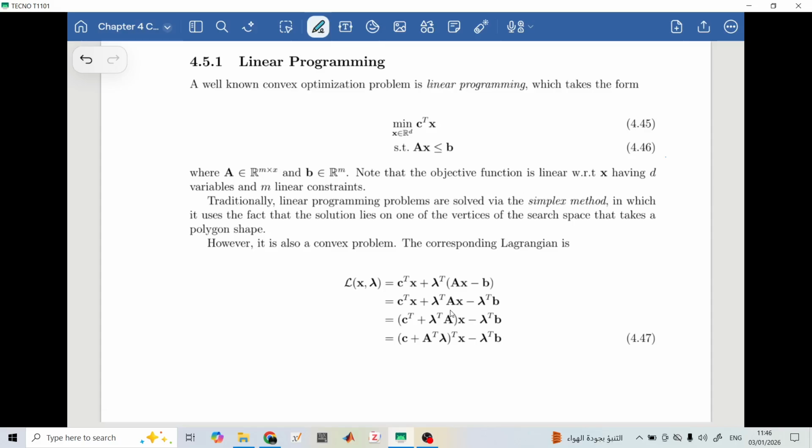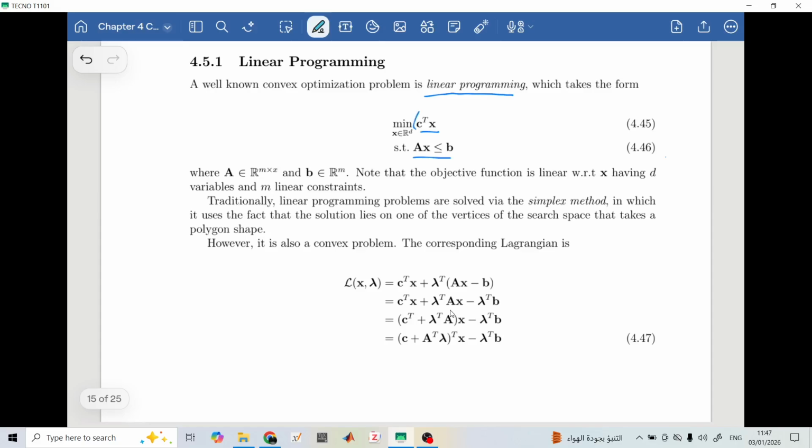Under convex optimization problems, you have many types of problems. One famous and popular problem is called linear programming or the linear optimization problem. In LP, the cost function is linear with respect to the variable x, and the inequalities are linear too, right?